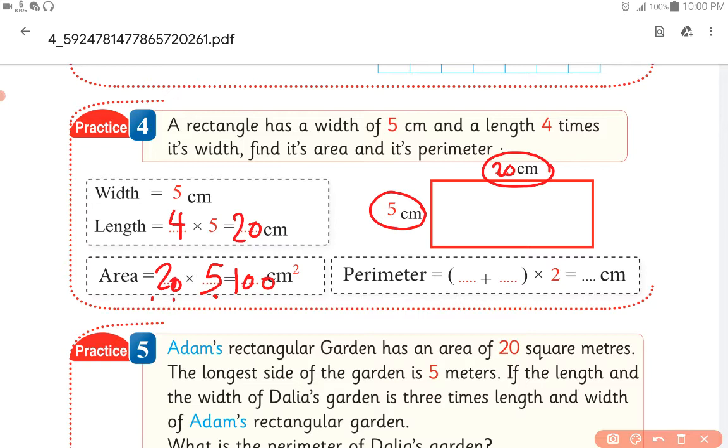Perimeter equal length plus width all times 2. Length equal 20. Width equal 5. بعد كده ادي times 2. 20 plus 5 equal 25. 25 times 2 نحسبها مع بعض. 2 times 5 it will be 10. 0 and carry up 1. Then 2 times 2 it will be 4. 4 and 1 it will be 5. It will be 50 centimeter.